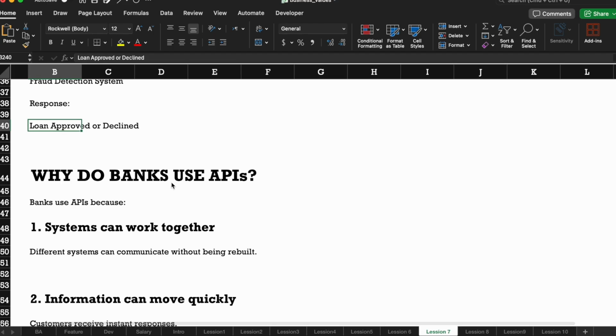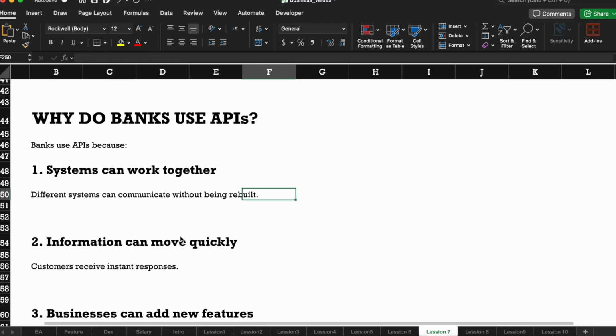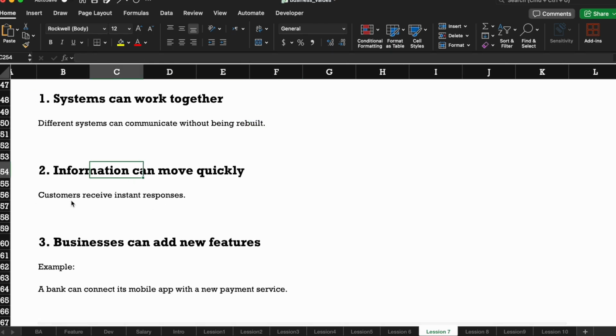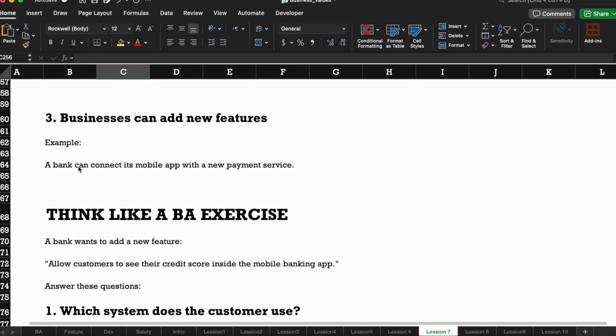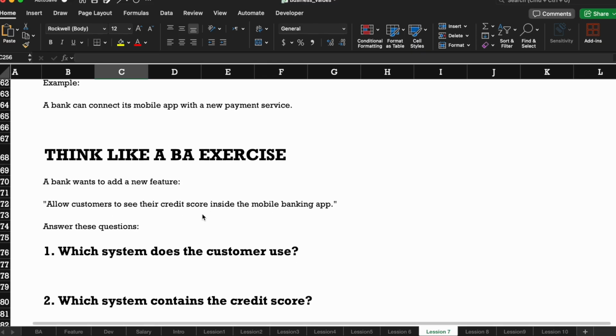Why do banks use APIs? Banks use APIs because systems can work together. Different systems can communicate without being rebuilt. Information can move quickly. Customers get instant responses. The business can add new features. For example, a bank can connect its mobile app with a new payment service.